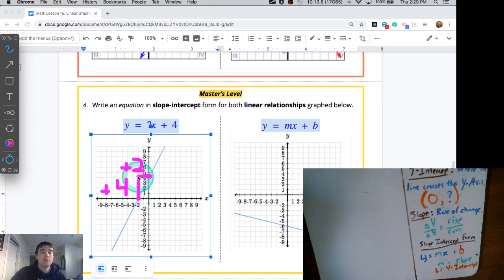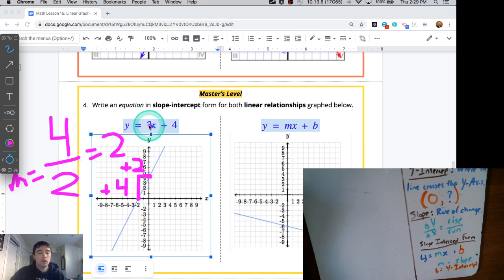So if I rise by 4 and run by 2, that means my slope ratio is going to be 4/2. My slope will be equal to 4/2. But I need to simplify that. 4 divided by 2 just equals 2. So I'm going to simplify this slope all the way down from 4/2 to 2/1, and then simplify further just to a slope of 2, because that's what 4 divided by 2 gives me.